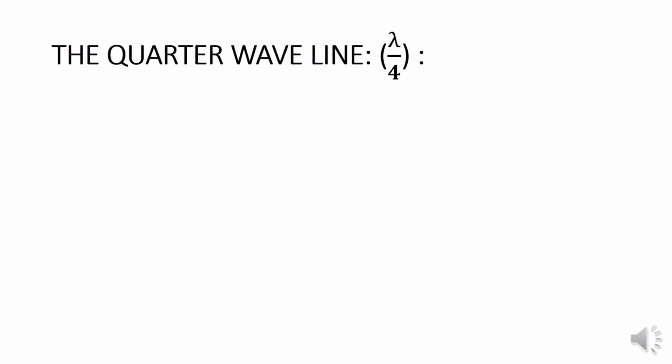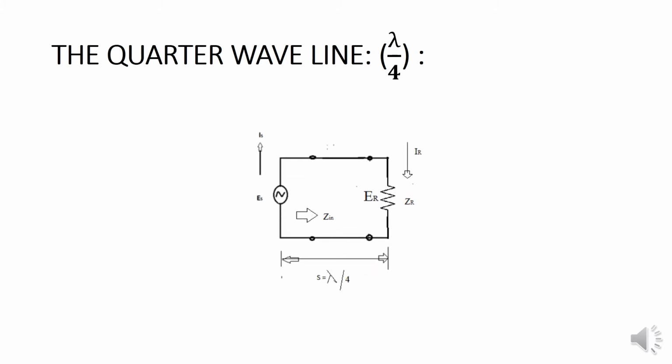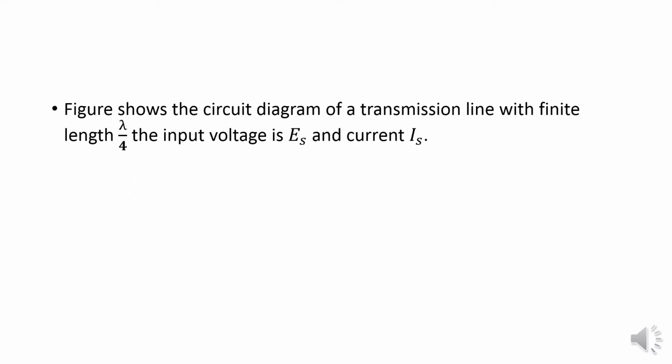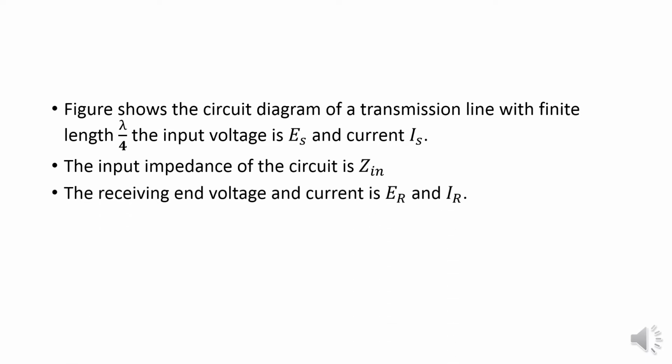So this is the diagram for the quarter wave line of the transmission line. Otherwise, the quarter wave line is called the quarter wave transformer. The transmission line with finite length is denoted by lambda by 4, and the input voltage and current are denoted by ES and IS. Then the input impedance of the transmission line is given by Z in. Then the sending end and the receiving end voltage and current are denoted by ER and IR.